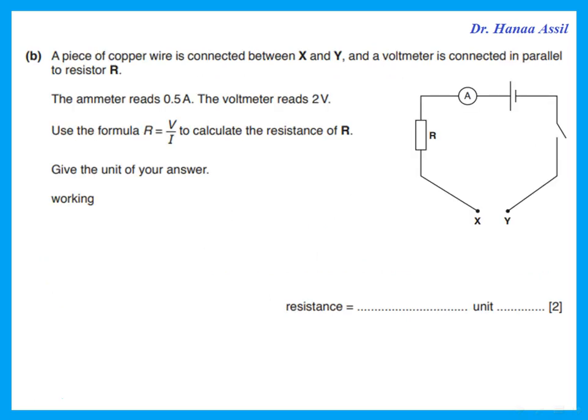A piece of copper wire is connected between X and Y, and a voltmeter is connected in parallel to resistor R. The ammeter reads 0.5 ampere, the voltmeter reads 2 volts. Use the formula resistance is equal to voltage over current to calculate the resistance of R. So how do we get the calculation of R? The voltage, he already tells me it's 2. The current is 0.5 amperes. So this gives me the resistance in ohms.